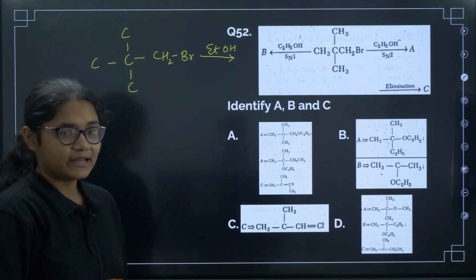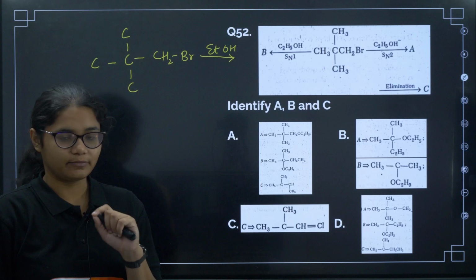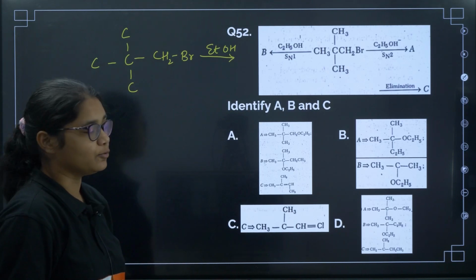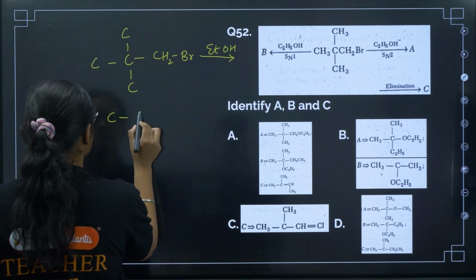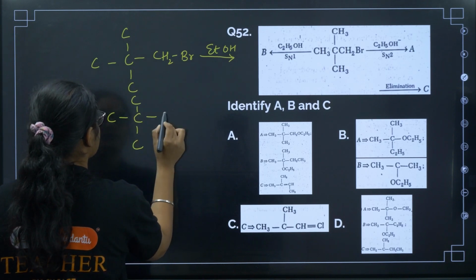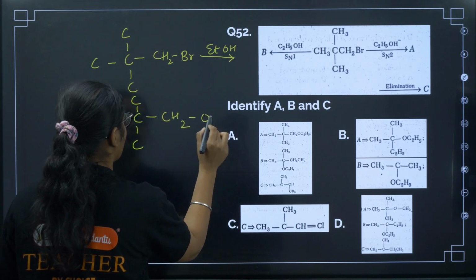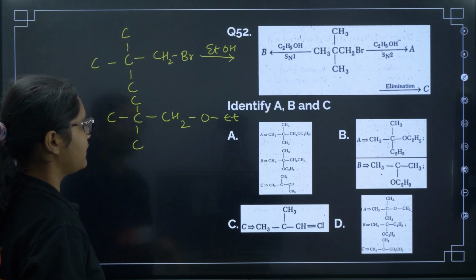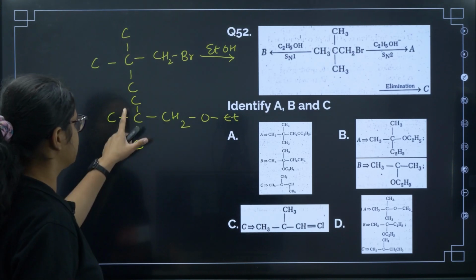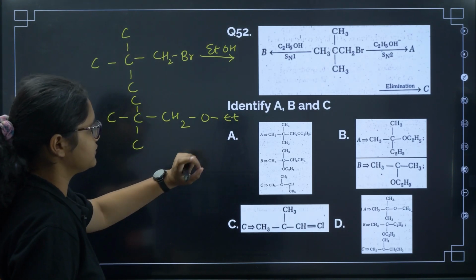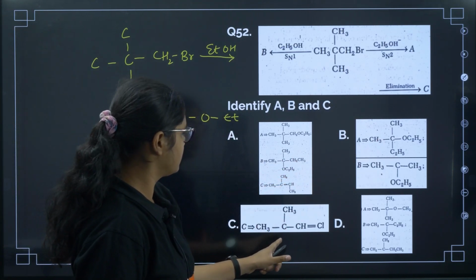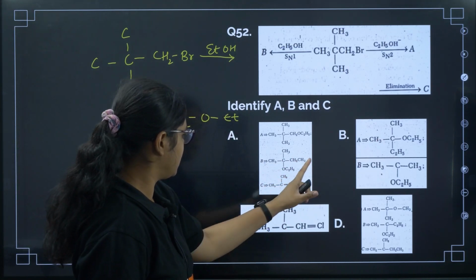SN2 mechanism. In SN2 mechanism, what happens? There is no formation of carbocation. Directly, there will be replacement of the bromine group. So, what will I get? CH2OEt, or CH2CH3, right? So my A will be this one, here it will be OCH2CH3. So, this can be the answer. This one is wrong.